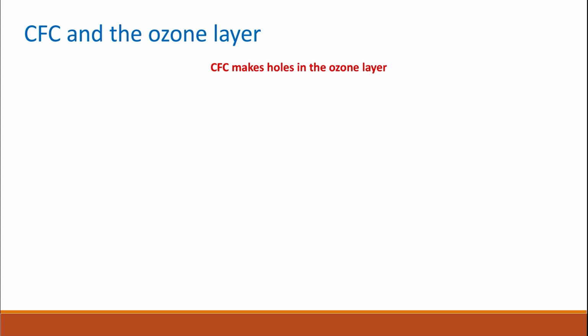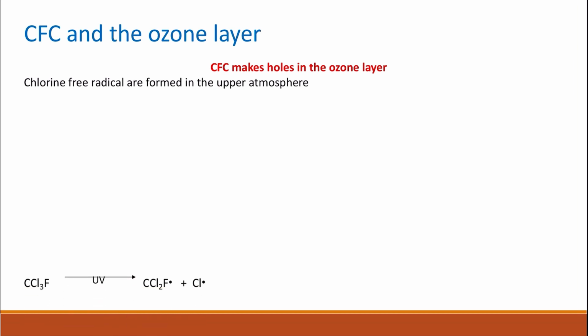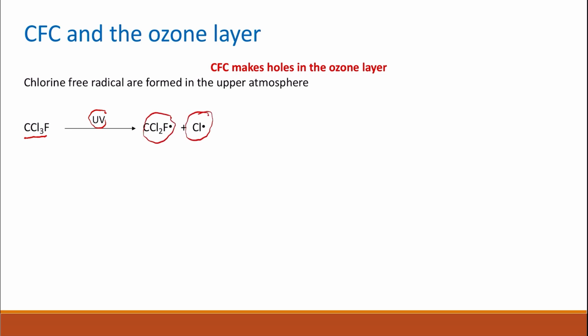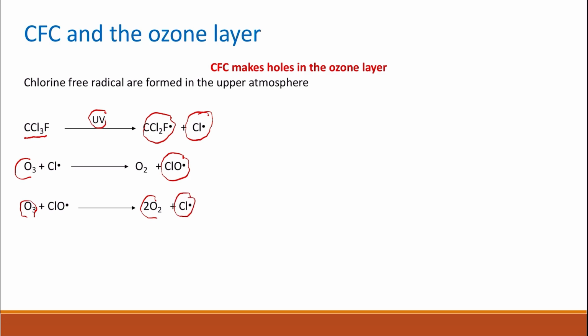CFCs make holes in the ozone layer. What happens is that chlorine free radicals are formed in the upper atmosphere. Because of the chlorofluorocarbons that we use, they reach the upper atmosphere and can absorb UV light, and that will give free radicals. One of these is the chlorine free radical. The chlorine free radical that has been formed will react with the ozone and will give oxygen and other free radicals. These free radicals will react even further with the ozone to give more oxygen and chlorine free radicals. So the chlorine that has reacted in the first step will then be regenerated in the second step.